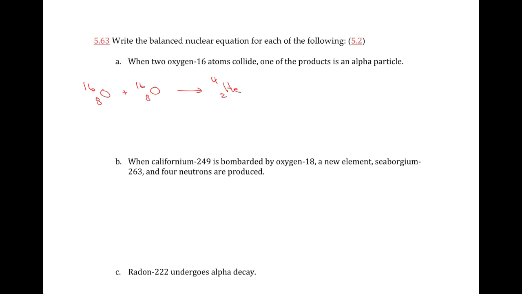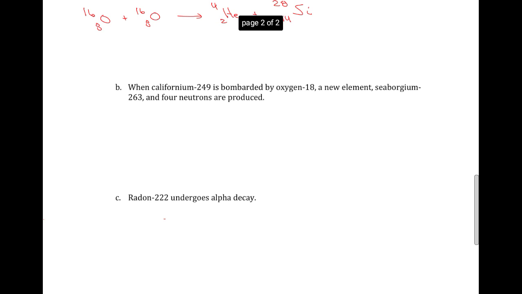I have 16 plus 16 on my reactant side, so that would give me 32. So what plus 4 gives me 32? The answer is 28. I have 8 plus 8 on my reactant side for my atomic number. That's a total of 16. I only have 2 on the product side. So what plus 2 will give me 16? The answer is 14. So the answer is silicon-28. And the reason it's silicon is because if I look at the periodic table, silicon is element number 14. Moving on to the next one.